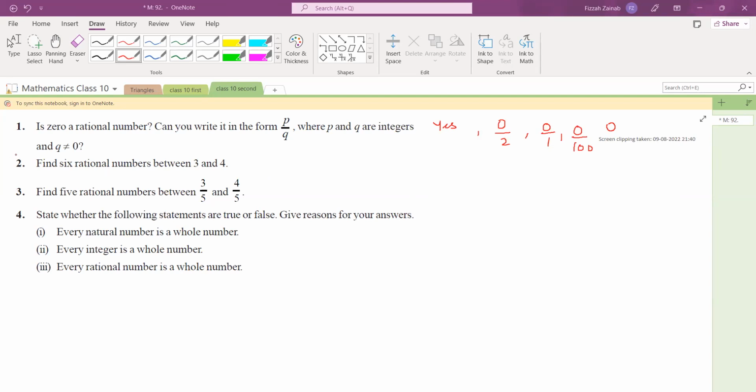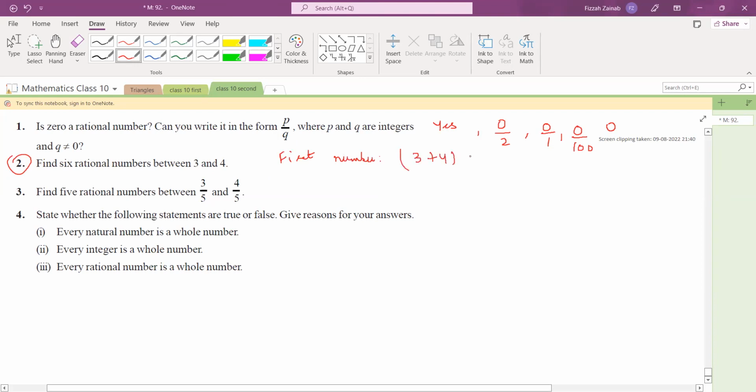So I'm doing question number 2 now. What will be my first number? The first number is a simple add. So 3 plus 4 divided by 2, right? So I'll get 7 by 2. 7 by 2 is my one number.